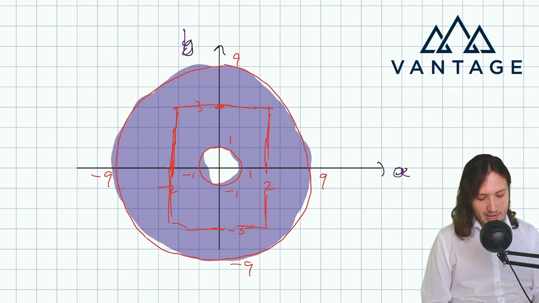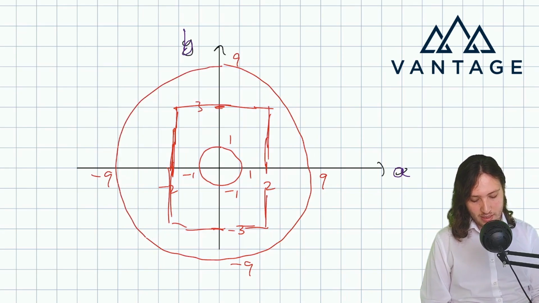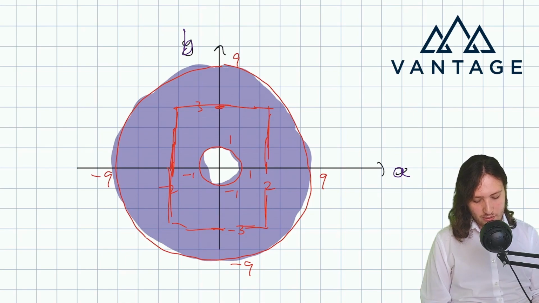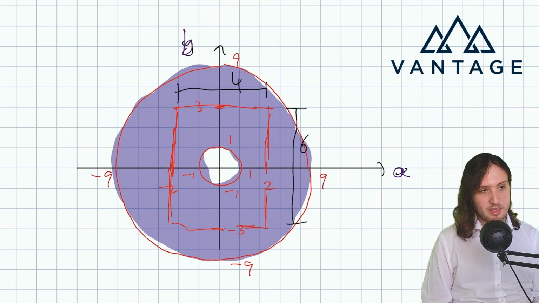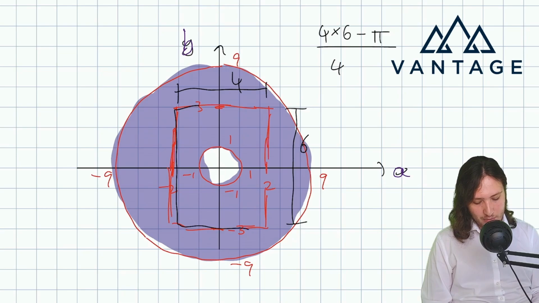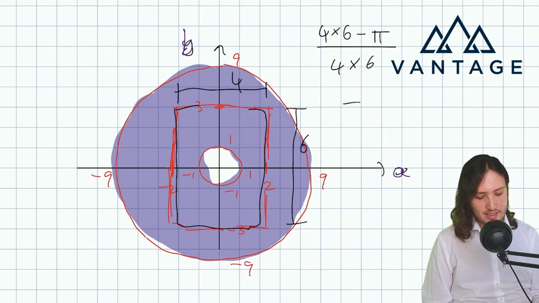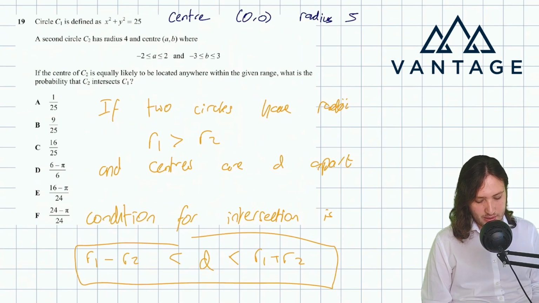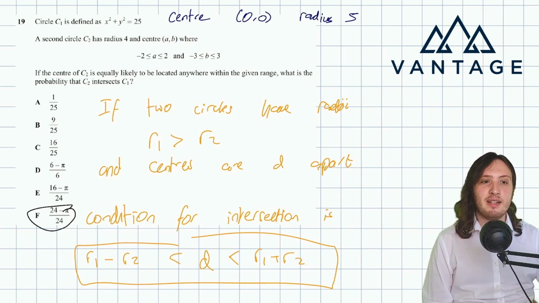So obviously the good area is going to be the area of the rectangle. Because it goes -2 to 2, this is going to have length 4, this is going to have height 6. So we're going to have 4 times 6, but then we're missing that little unit circle. A unit circle has radius 1, so area pi times 1 squared, which is pi, and then we divide that by the total region of the relevant area, which is this rectangle, which is 4 times 6. So that is (24 minus pi) over 24. Is that an option? Yes. So the correct answer is F.